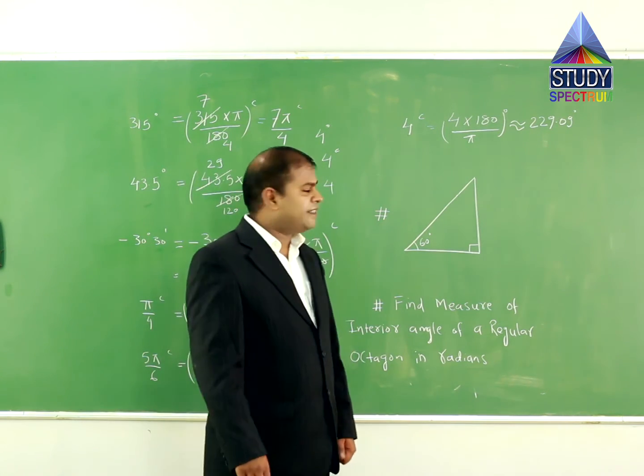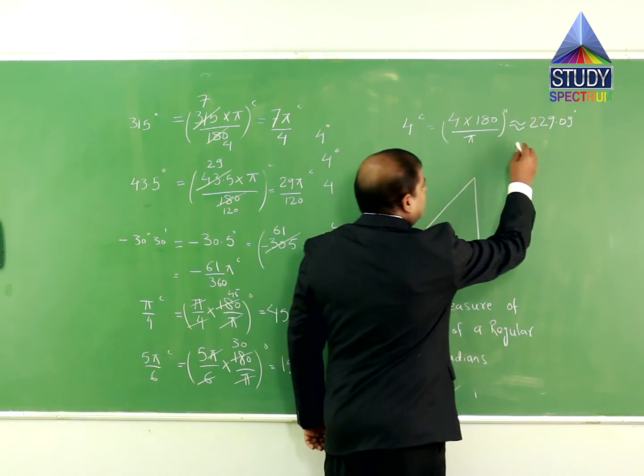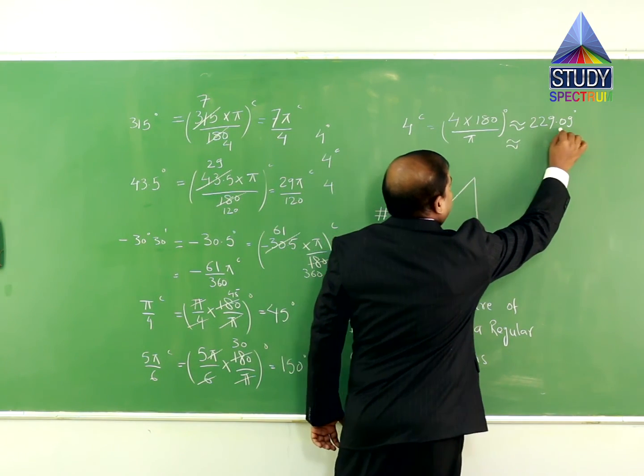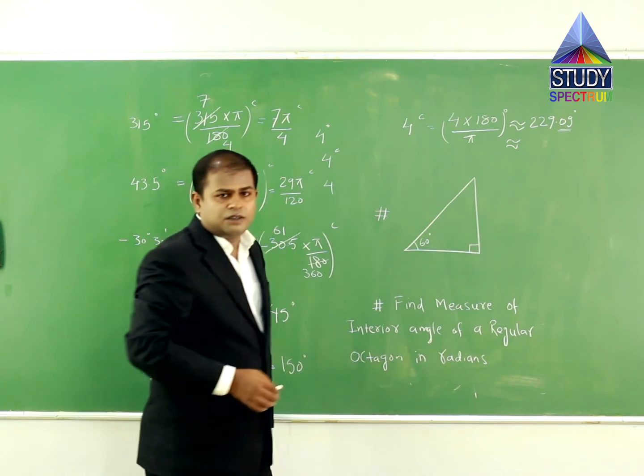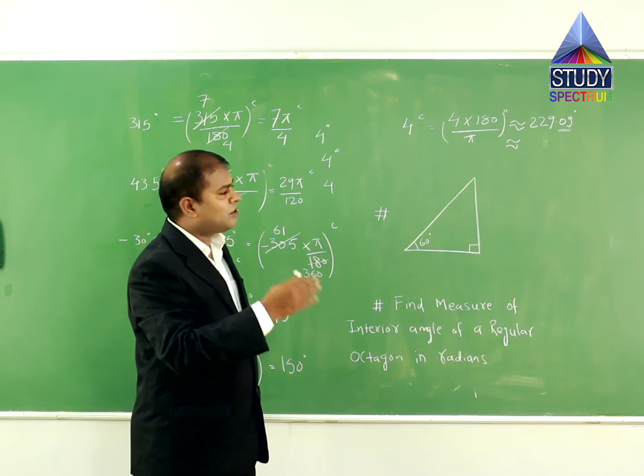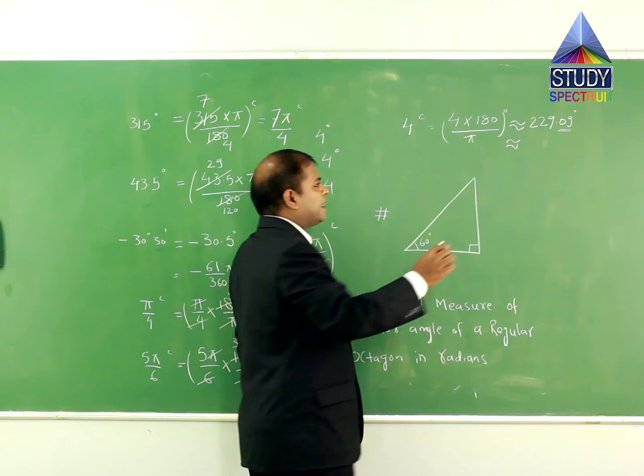So 4 radians is approximately 229.09 degree. Right? Okay. Suppose I want to convert this fractional part into minutes. So what I'll do is I'll multiply 0.09 by 60. So what do I get?